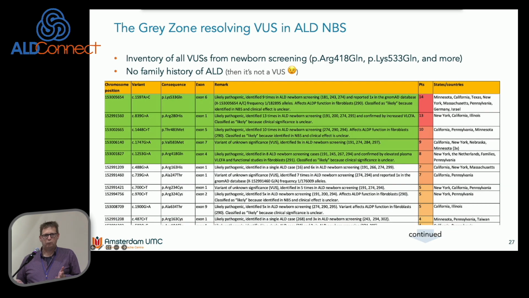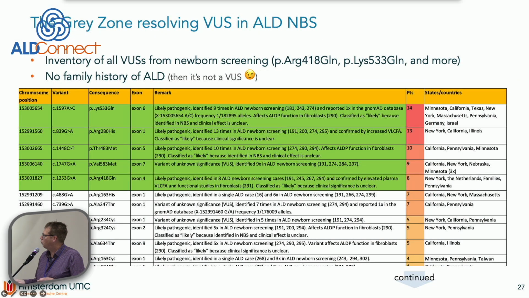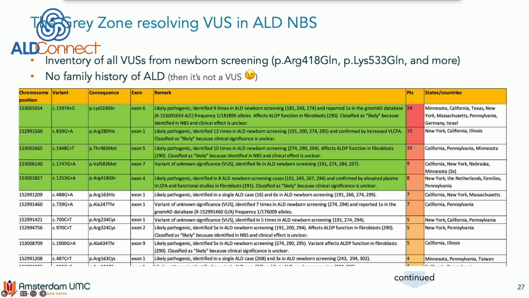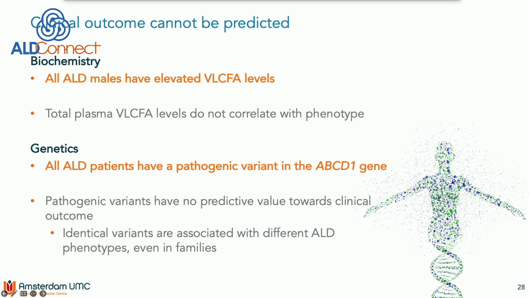So, of course, we start with the database. I already had an inventory of all these variants. These are the two that I just showed you, but there are more. There are over 100. Of course, these families do not have an ALD history, because otherwise it would be likely pathogenic or pathogenic. And then we make a top 10, and we will start with those.